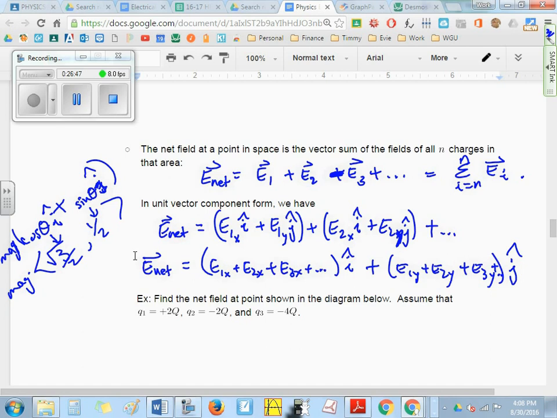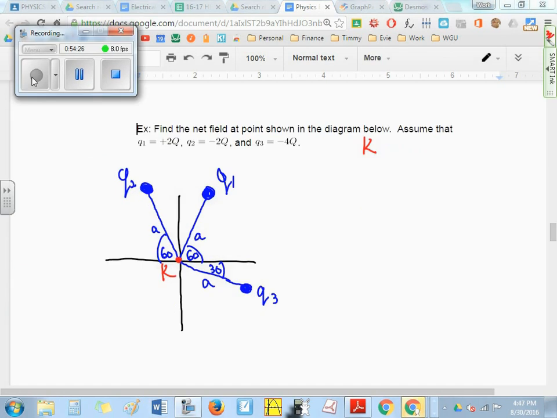So I know it says find the net field shown in the diagram below, and there's no diagram below, so I'm going to draw that diagram right now. We're going to assume that Q1 is 2Q, positive, Q2 is negative 2Q, and Q3 is negative 4Q, all right? Sorry, it's a little sloppy. This says Q2 up here. All right, so when we draw the field lines for the vectors, we can draw them all at point K, almost as if K is actually an object, even though it's really just an empty point in space.